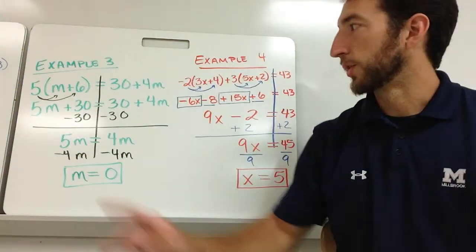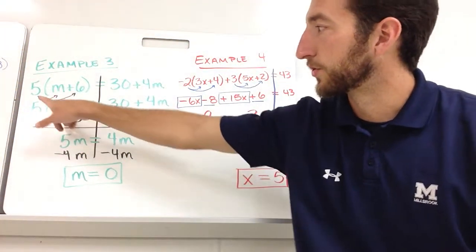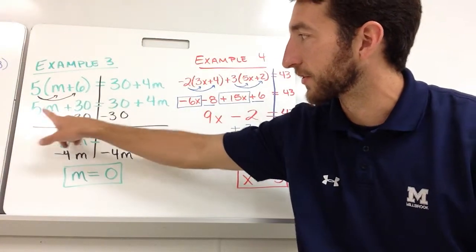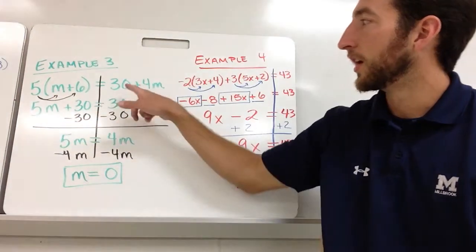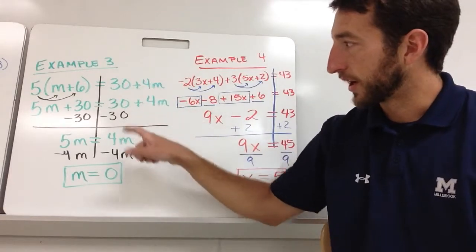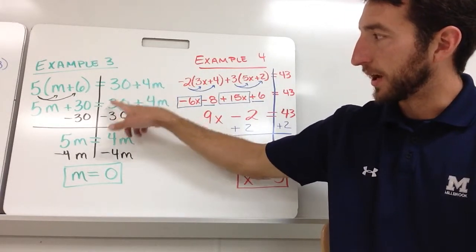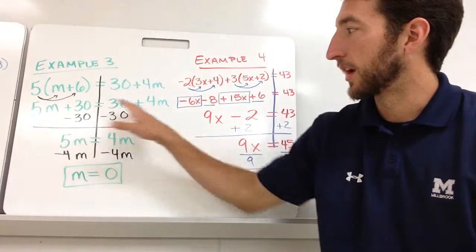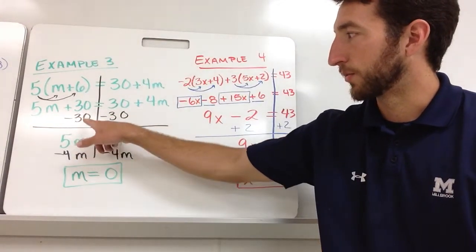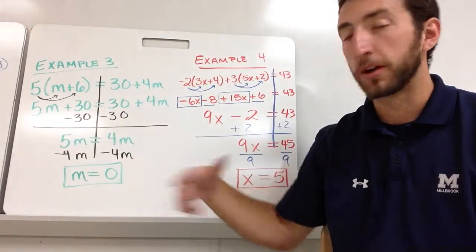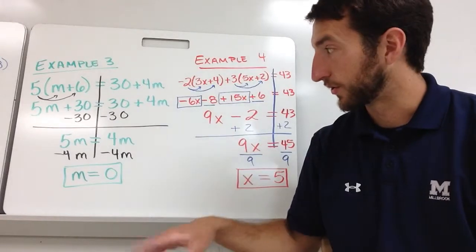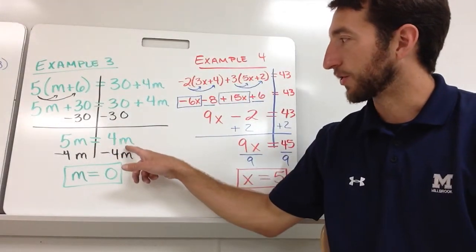All right, example 3, we've got another set of parentheses. We're going to distribute, so the 5 times the m, 5 times the 6, that gives me 5m plus 30. This stuff I just bring down another line. And I'm going to subtract 30 from both sides. Whenever I subtract 30 from here, subtract 30 from here, I'm left with 0, so I just cancel those out. I'm left with 5m is equal to 4m.